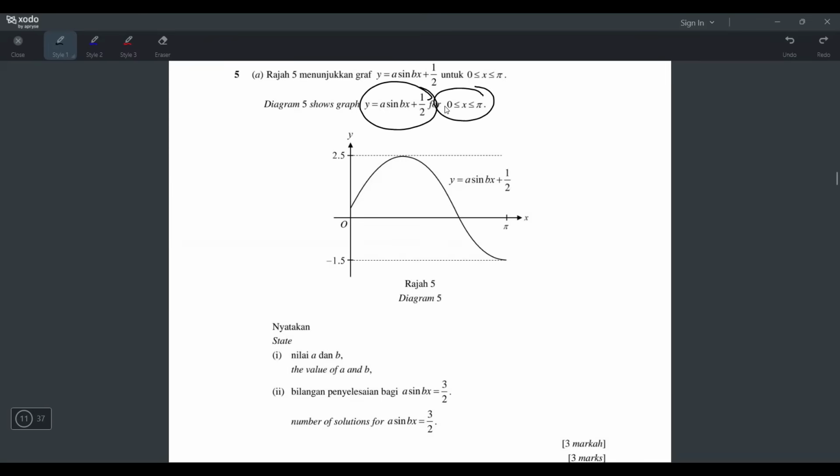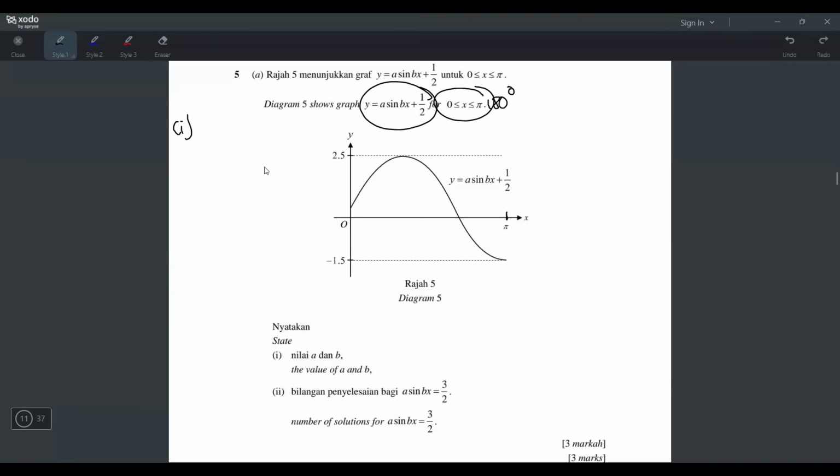Okay, so this one is 0 until pi, right? Oh, they only draw until pi only. It means pi is 180. So if you draw until 360, it will not look like this, right? It still have to panjangkan, right? Okay, but it's okay. Let's see what they want here. State number 1, the value of A and B.